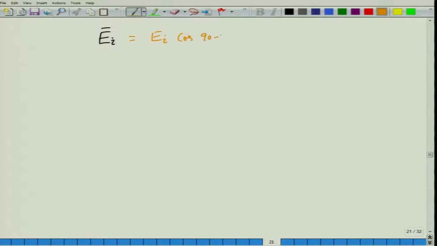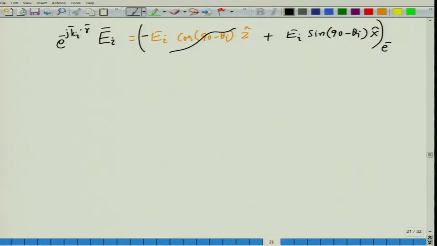EI cos(90 minus theta I) along the minus z direction, plus EI sin(90 minus theta I) along the x axis. But this is not of my interest, so I won't bother with that one. Of course, I have not also written the phase factor. I should write the phase factor as e to the power minus j ki dot r, so the entire thing gets multiplied by e to the power minus j ki dot r for the incident phase factor. So here I have sine of 90 minus theta, which is nothing but cos theta I. Therefore, cos theta I is what I am looking at.